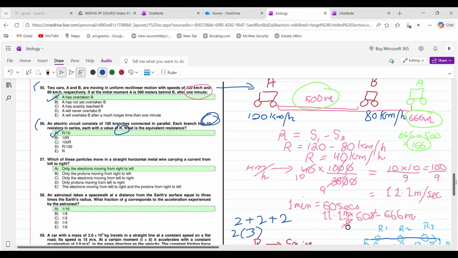Okay, question number 57 now. Which of these particles move in a straight horizontal metal wire carrying a current from left to right? This is my personal favorite question. Let's solve it now. Basically they have mentioned the answer in the question itself. Which of these particles move in a straight horizontal metal?